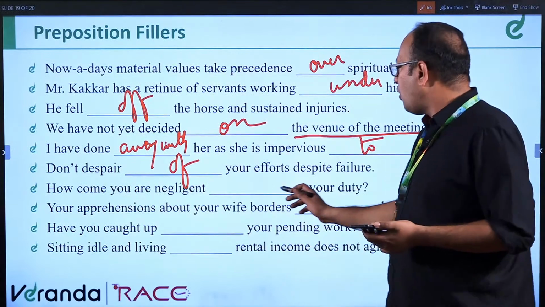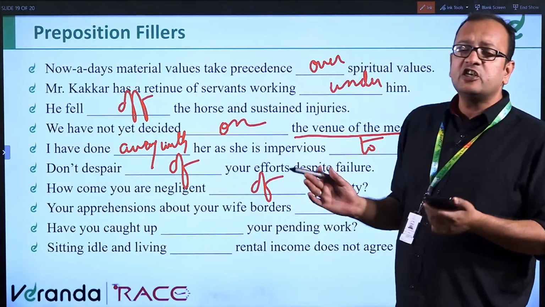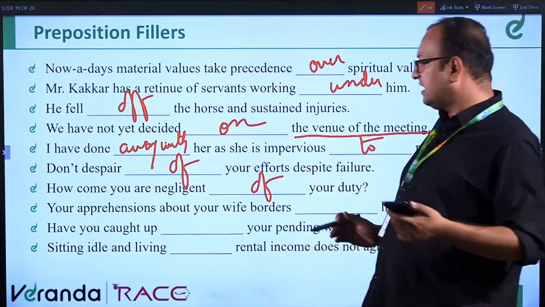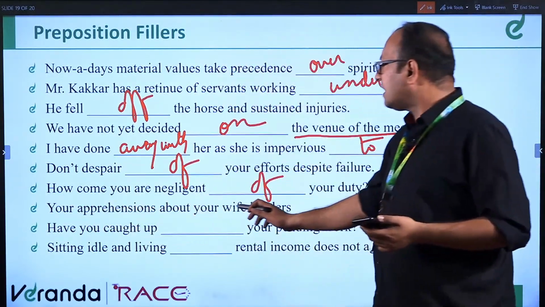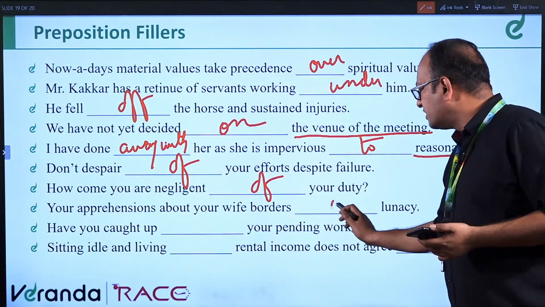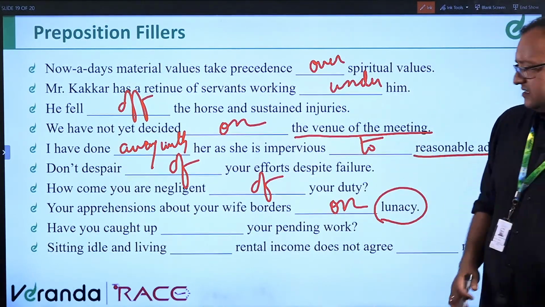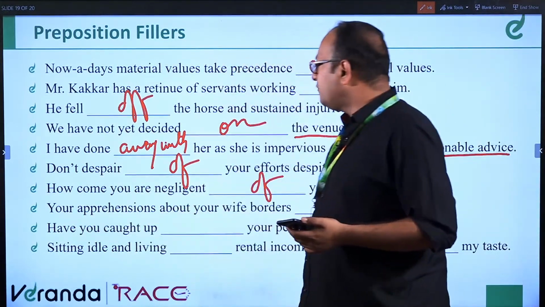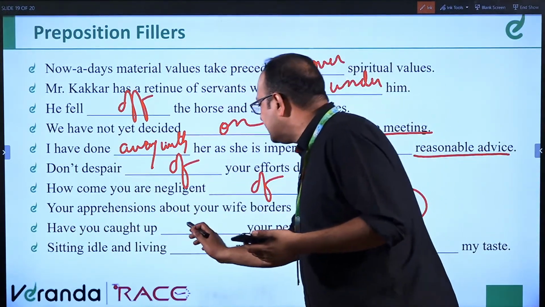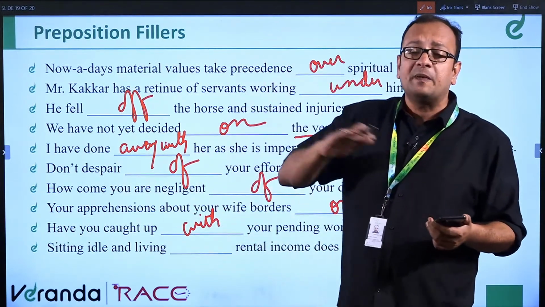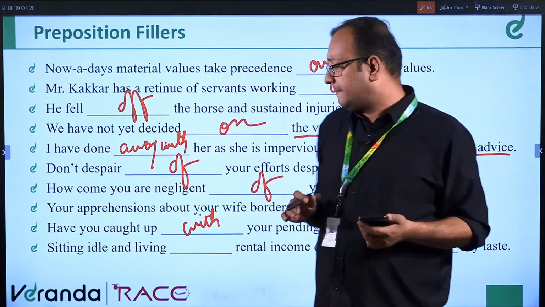How come you are negligent of your duty? Negligent of duty means you're not doing your duties properly. Next. Your apprehensions about your wife border on lunacy. Lunacy means dementia, madness. Have you caught up with your pending work? Catch up with means to reach the level of your pending work.